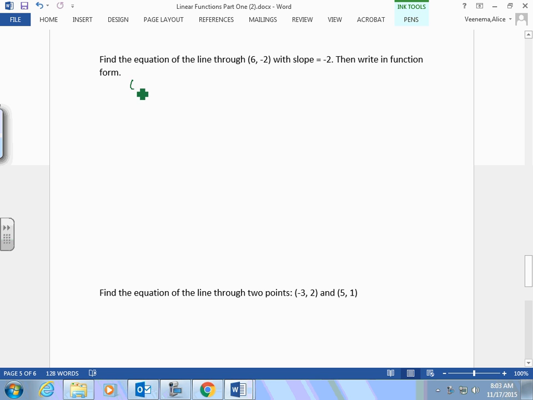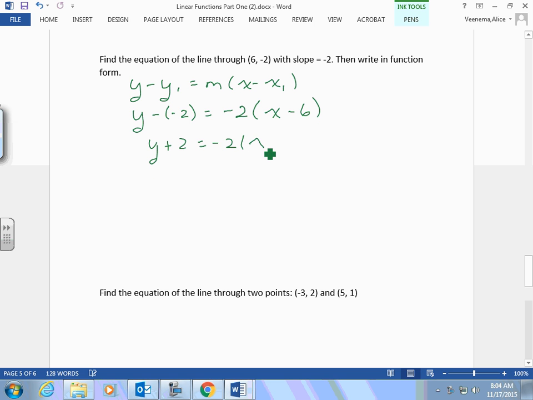So I'm going to start with my formula, y minus y1 equals m times x minus x1. Starting with a formula without substituting is a really good way to write it out several times so that you end up memorizing it. Okay, so now I'm going to substitute in the values. So y1 is negative 2, so y minus negative 2 equals negative 2 times x minus 6. So y plus 2 equals negative 2 times x minus 6. So there's our point slope form.